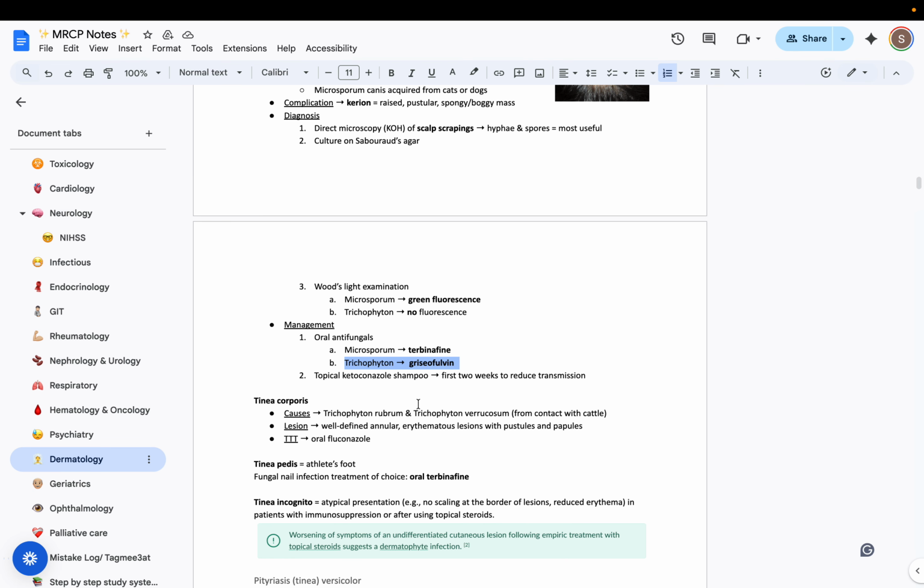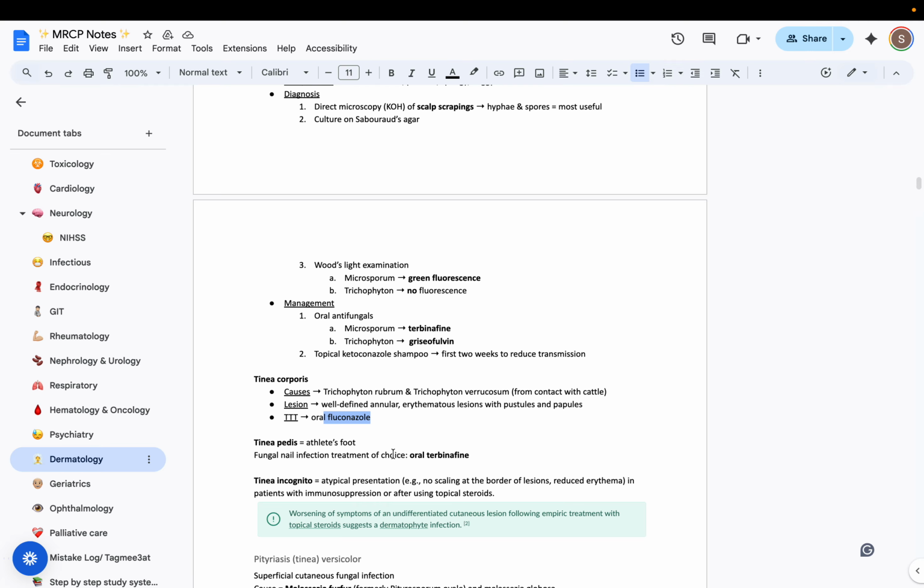Tinea corporis is on the body. You would treat this with oral, not topical, fluconazole. Tinea pedis and fungal nail infection: the treatment of choice is always oral terbinafine.